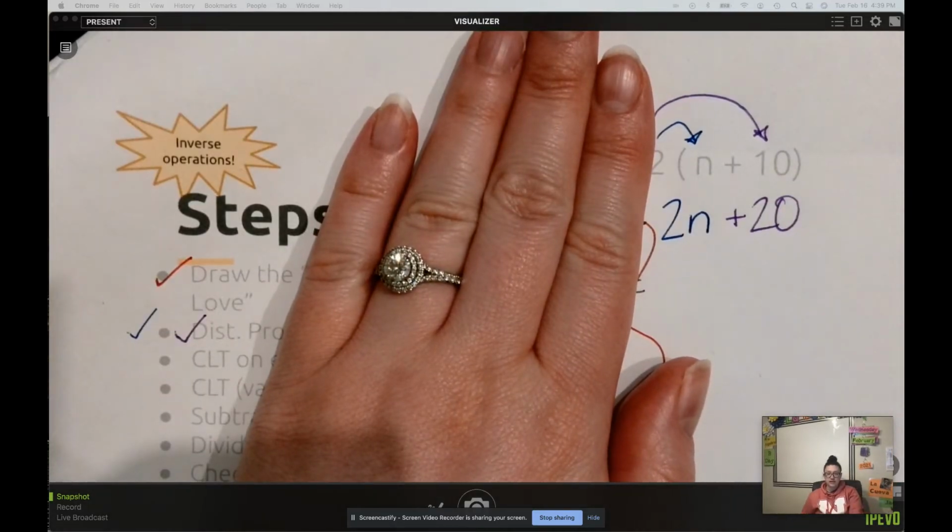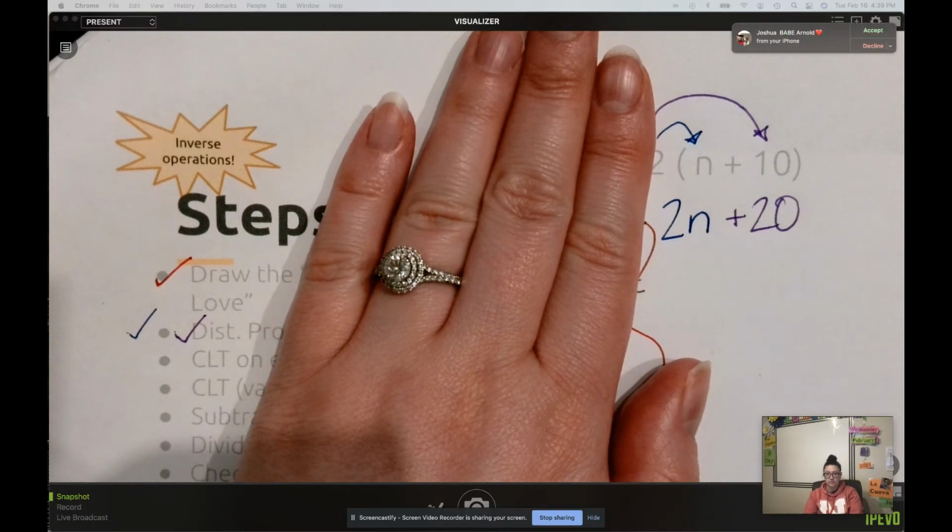Is there anything to combine on that side? No, why not?